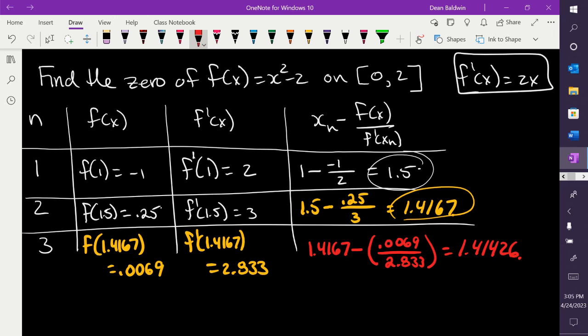The amount that repeats starts to get longer. So when you get like 3 or 4 decimals, it depends how accurate you want to be. That's when you stop. Okay? So we're going to stop here.